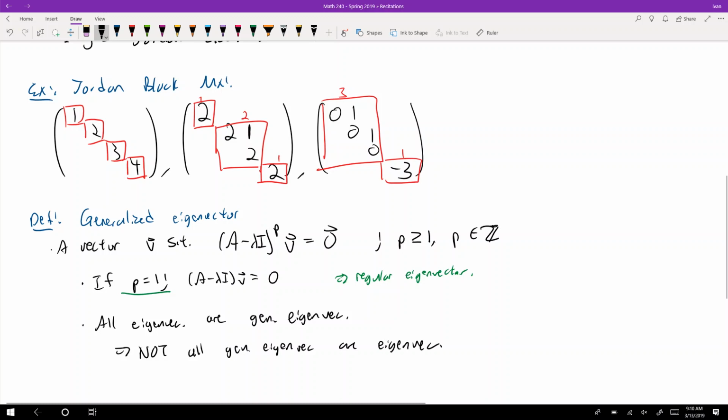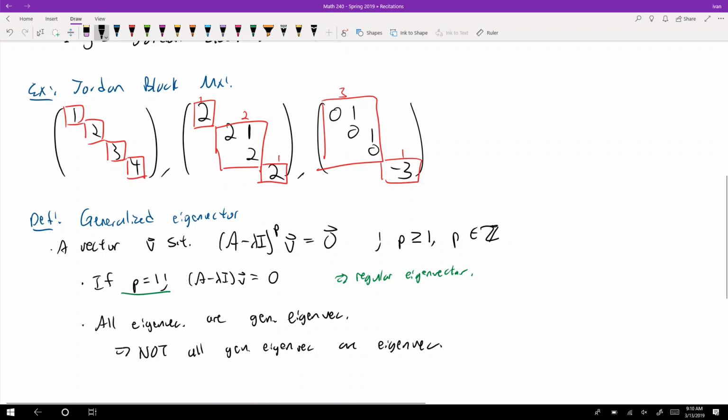It's the same analogy as all squares are rectangles, but not all rectangles are squares. In this case, any eigenvector that you give me satisfies the generalized eigenvector definition, but if p were greater than 1, then that's not going to be an actual eigenvector. Or it may not be an actual eigenvector. So that's what a generalized eigenvector is.